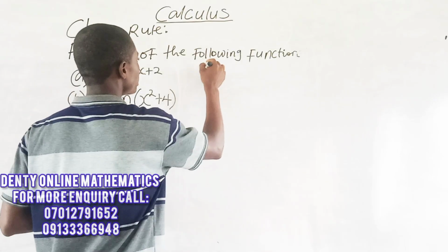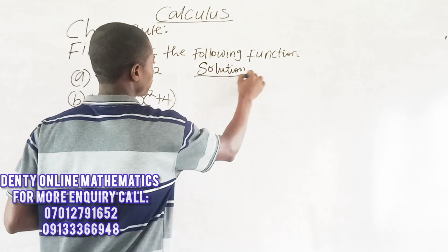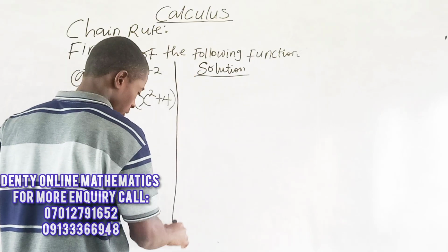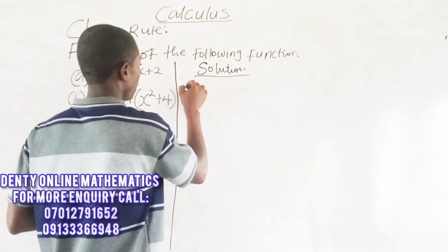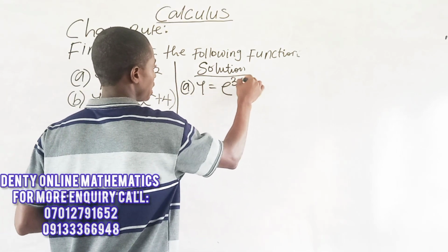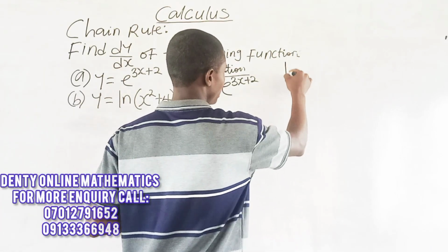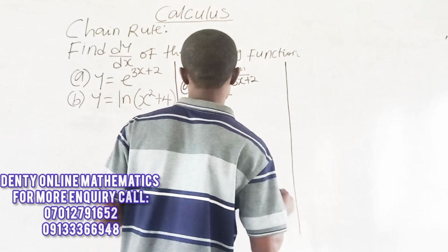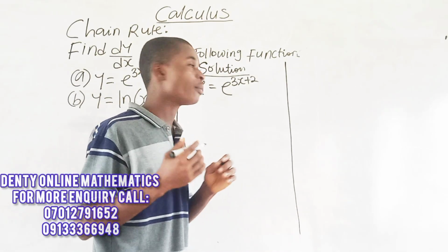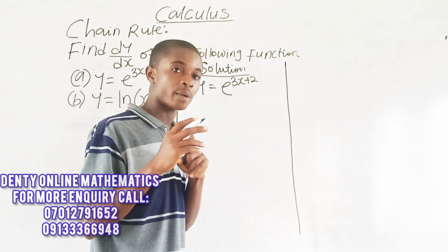Now, here is the solution to this problem. For the sake of clarity, I'll divide this one. I have the first function, y is equal to e to the power 3x plus 2. I'll assign a variable to the power, or to the exponent.